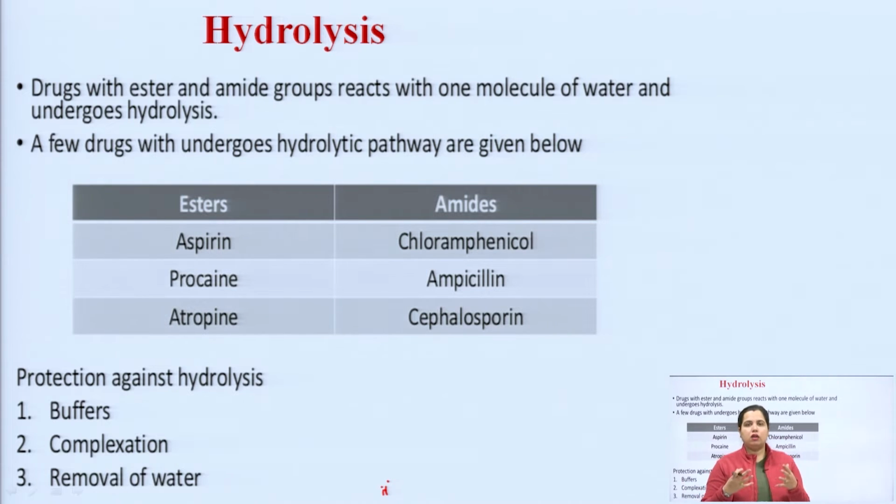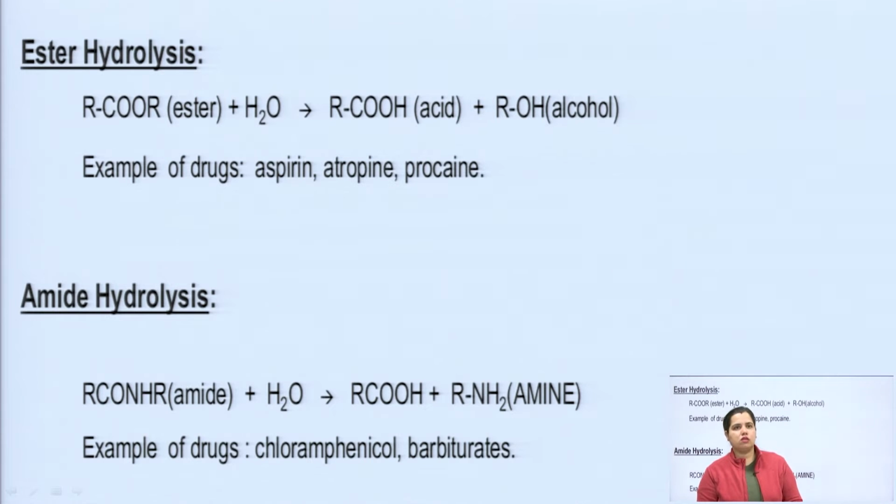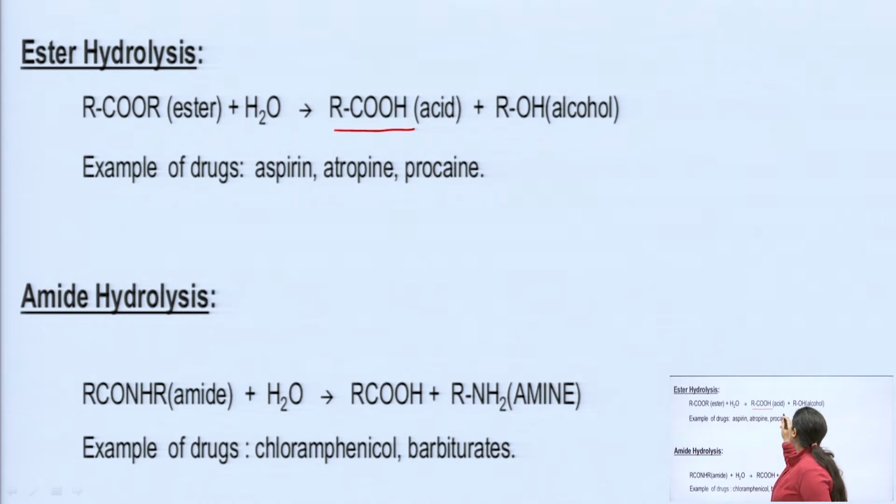Ideally, we generally take preventive measures to avoid these types of instabilities. Protection against hydrolysis can be done by adding buffers, complexation, and removal of water. These are the approaches we generally opt for to reduce hydrolysis reactions in the preparations. Ester hydrolysis has the common equation: RCOOR, the ester, plus H2O gives RCOOH and ROH, an acid and an alcohol. Examples of drugs are aspirin, atropine and procaine.